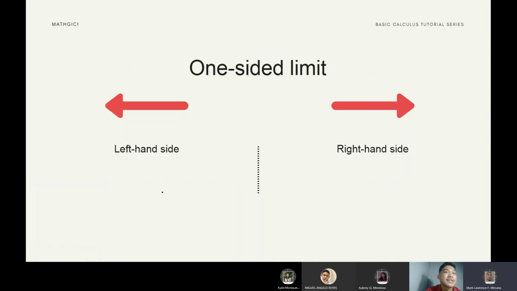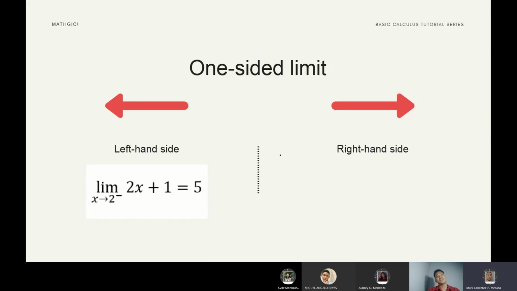Next, the one-sided limit. There are two types of one-sided limit. We have the left hand side, which is less than the value of c but closer to the value of c. On our first example in the table of values, the left hand side limit of 2x plus 1 as x approaches 2 from the left is equal to 5.